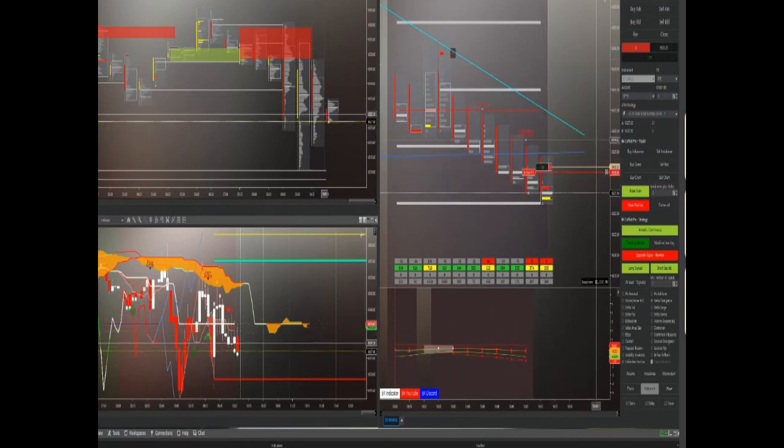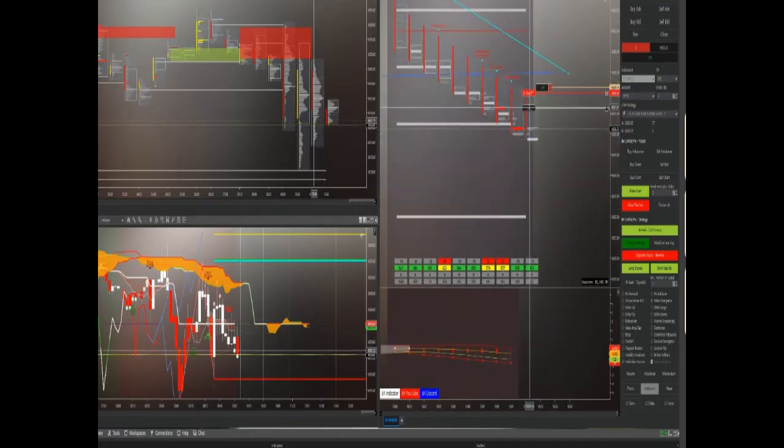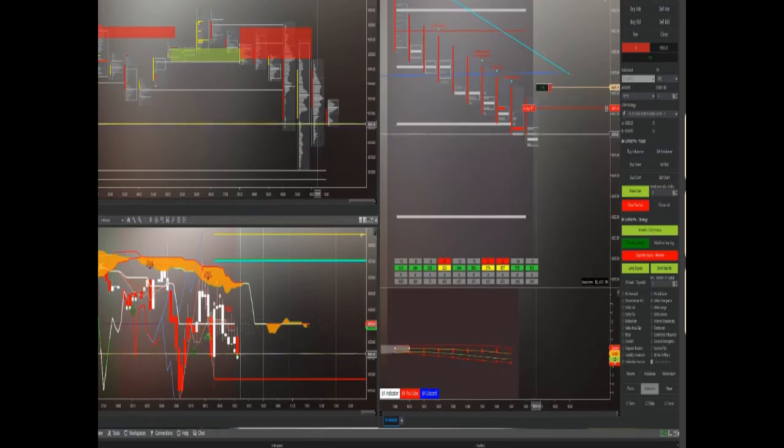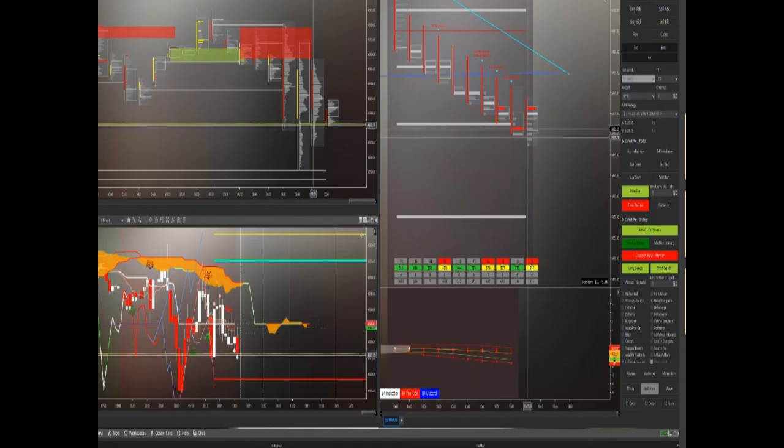Where it's support, I'll just make it pay for itself. It works out great. Stop filled. If not, a couple dollars, and it'll get me back in if it continues to go that way.